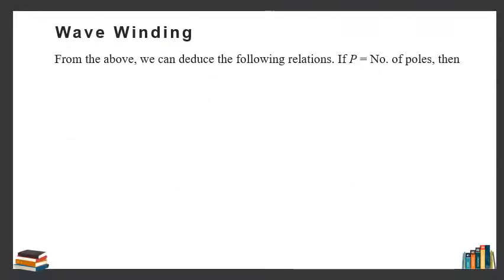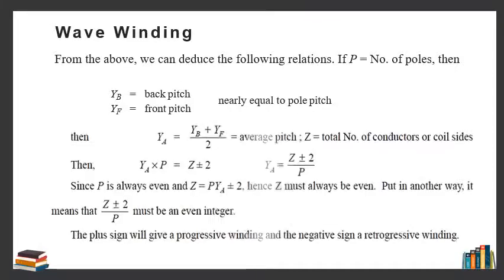From the above, we can deduce the following relation. If P is equal to number of poles, then back pitch YB and front pitch YF are nearly equal to the pole pitch. Then YA is equal to (YB plus YF) divided by 2, which is equal to the average pitch, and Z is equal to total number of the conductors or coil sides.